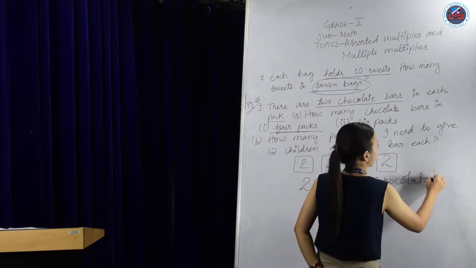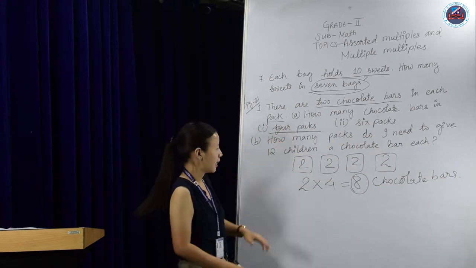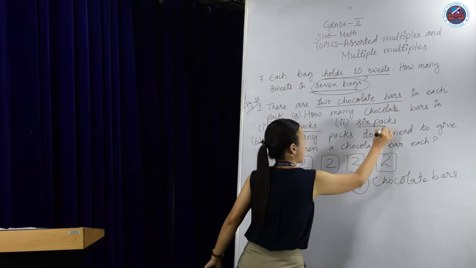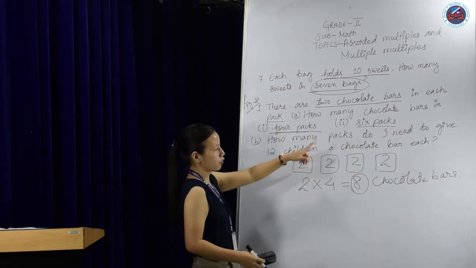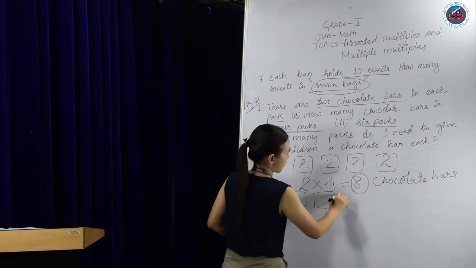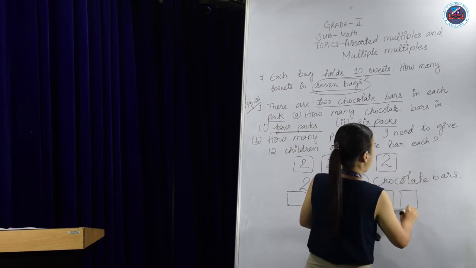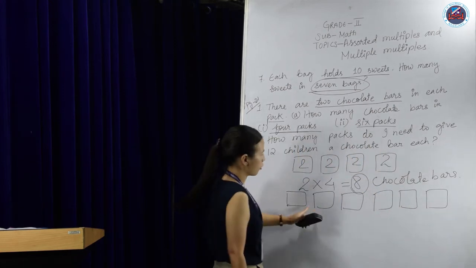We have 8 chocolate bars in 4 bags. Now, let's find out for the 6th bag. So, we're going to make it 6 boxes here, representing 6 bags: 1, 2, 3, 4, 5, 6.